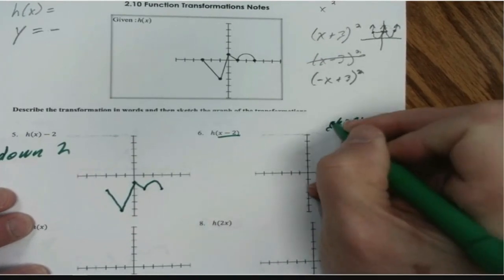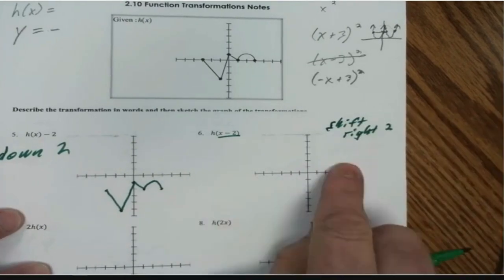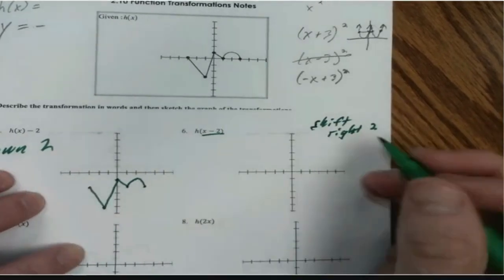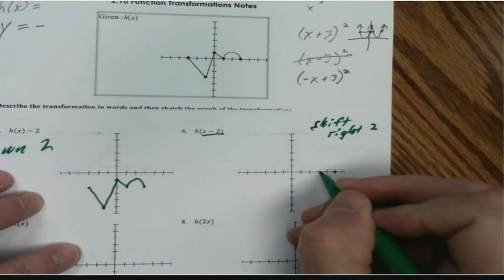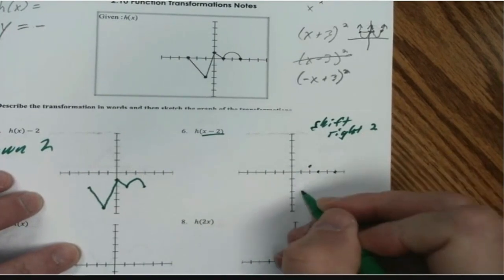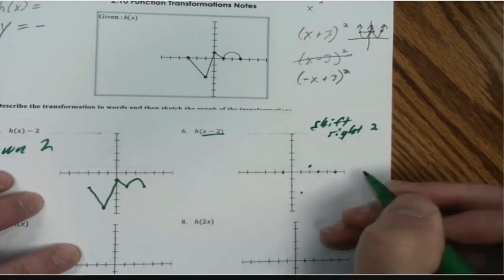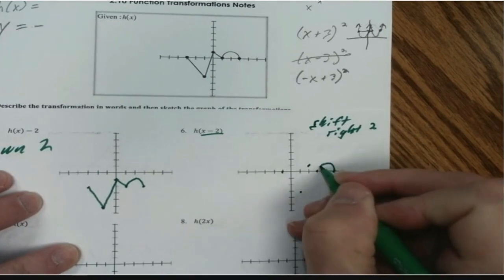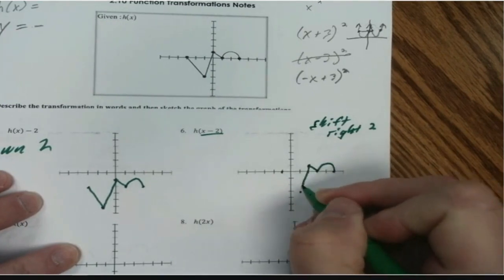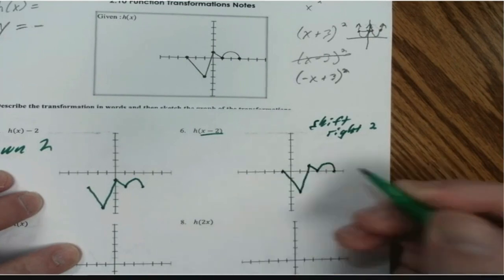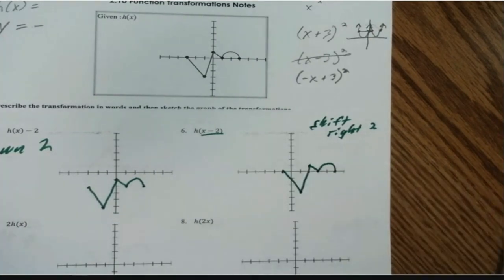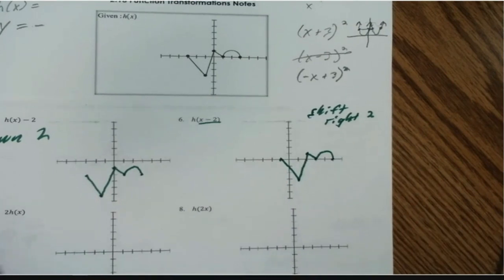And 2, because that was the number there. So it's a -2. It's going to shift it right 2. So let's take all these points, move them over here, and that one goes up. This one's down here and right there. So now we draw our h of x. Our h of x has been shifted over to the right. All right, let's move it up.